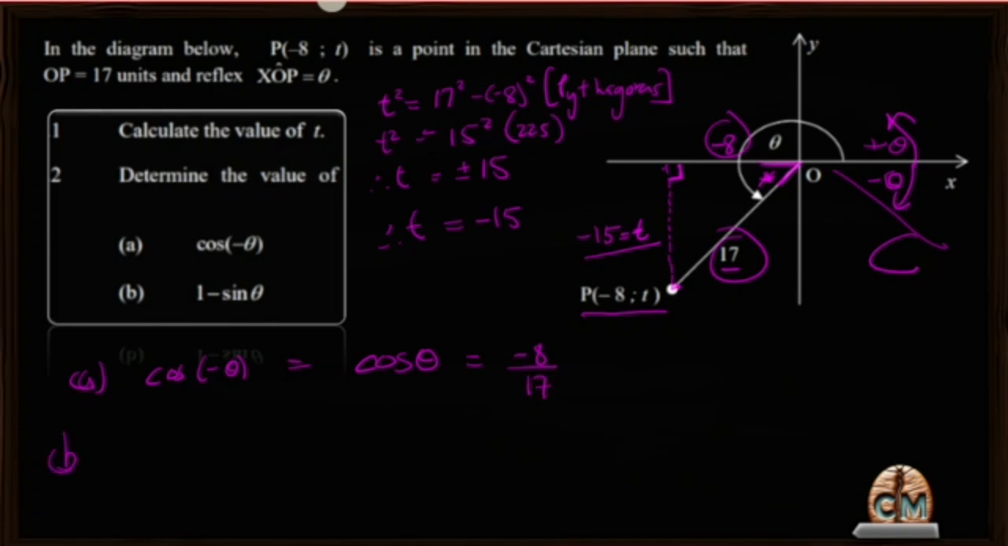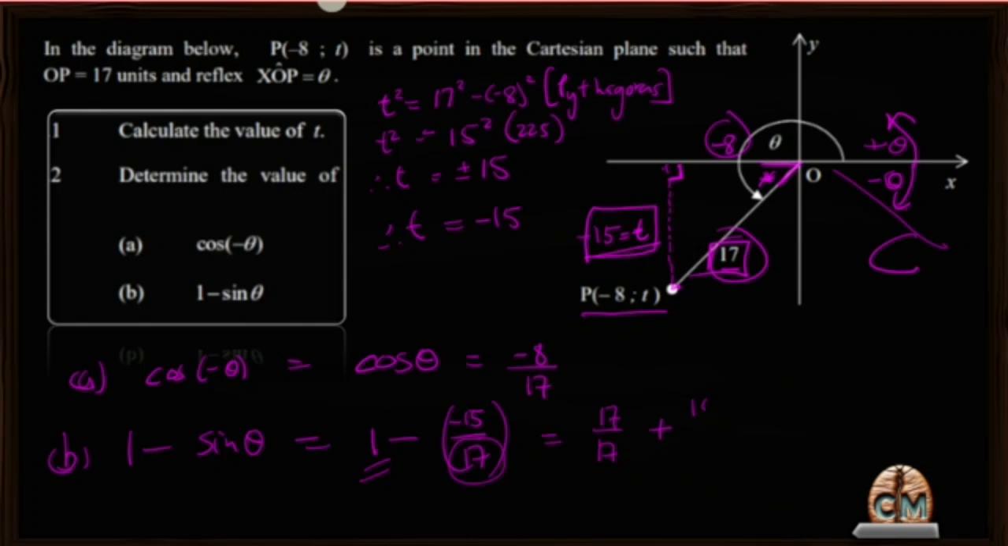Next, B, 1 minus sine of theta. Sine is opposite, right over there, over hypotenuse. So it's 1 minus negative 15 over 17. Let's bracket that. Because we have 17 as a denominator here, we'll change 1 into that. So that will be 17 over 17. So that's the value of 1, anything divided by itself.